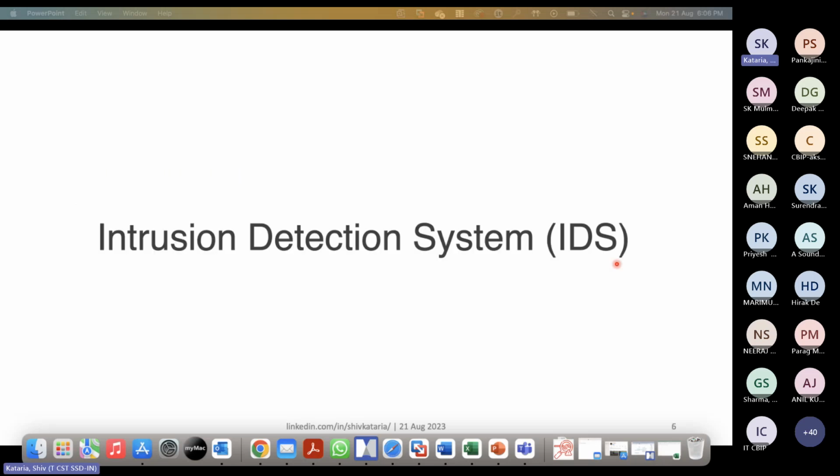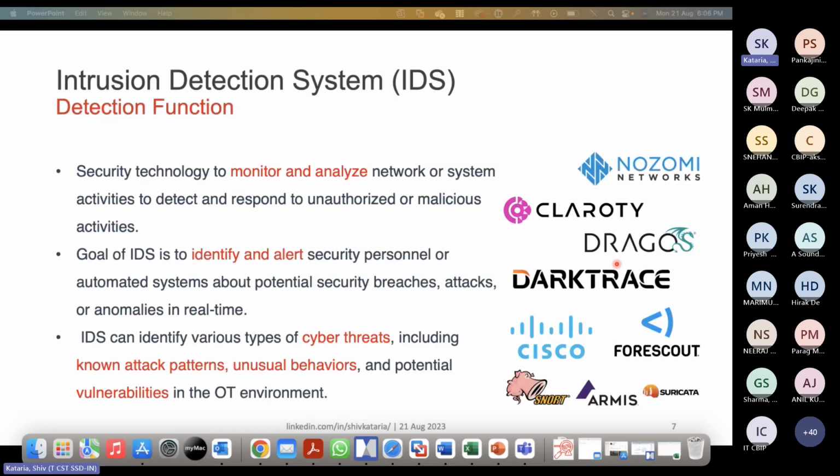Okay, so let's start with the intrusion detection system. So what does this intrusion detection system mean basically? As the name suggests, it detects the intrusions into our network or systems. So this could be either monitoring the network or monitoring the system, analyzing that, and then identifying if there is unauthorized or malicious activity happening at both the planes, network or the system plane. Generally, the goal of IDS is to identify and alert the user about any security breach, potential attack, or some anomaly which is there in the real-time environment.